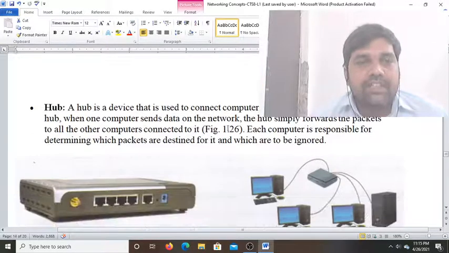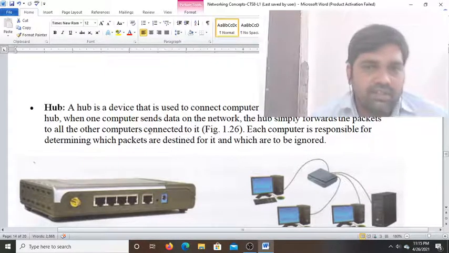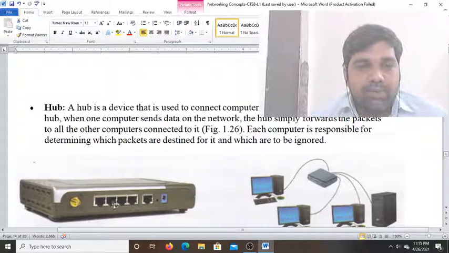Next device is the hub. A hub is a device used to connect the computers in a network. On a hub you will find many ports. See, one, two, three, four, five ports are there. So many computers you can connect with this hub.